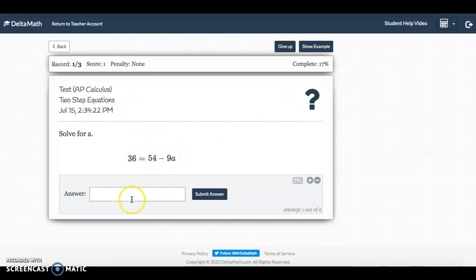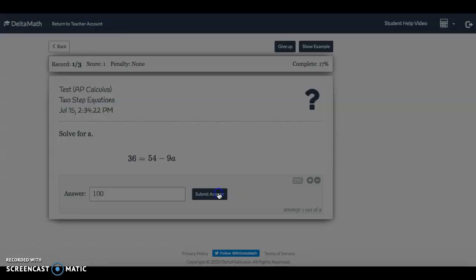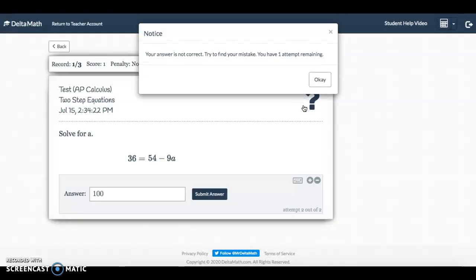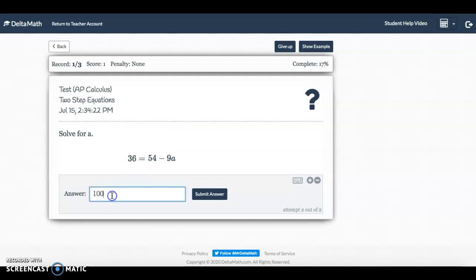Then you can go ahead and try another problem. Let's show what happens if I get this question wrong. Let's just type in 100, for example. It tells me my answer is not correct and asks me to try to find my mistake. This might be a good time for you to check out that example problem, and then you'll have 1 attempt remaining.